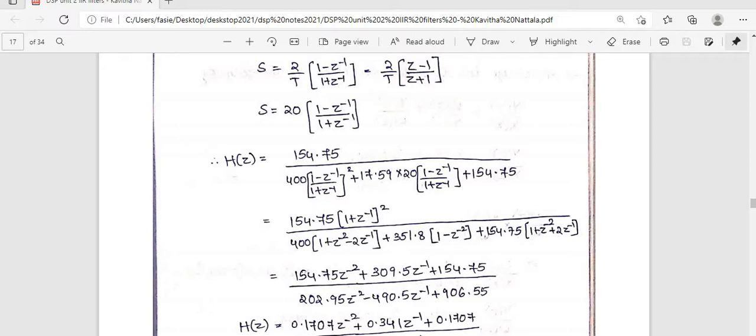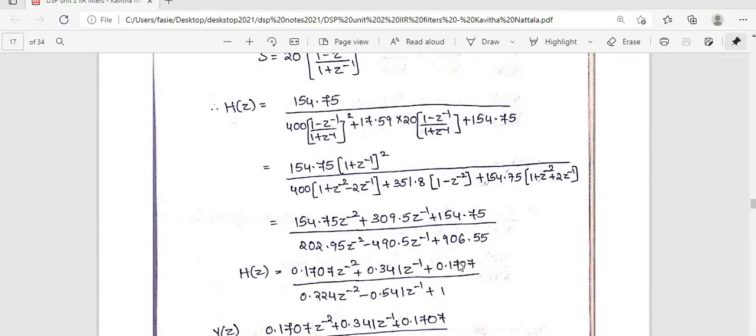In the denominator, what is the value we get? We get 202.95 z power minus 2 minus 490.5 z power minus 1 plus 906.55. Clear? Now I am just dividing this whole term by this factor 906.55. Why am I doing this? Because I want to write the denominator constant as 1, right? That's the reason I am dividing numerator and denominator by 906.55.